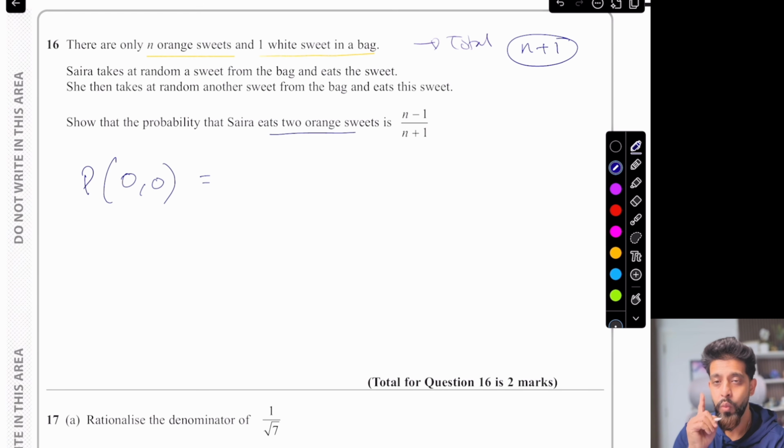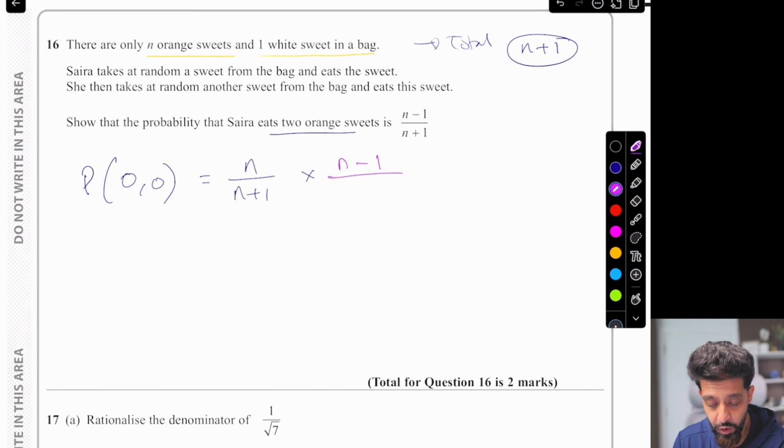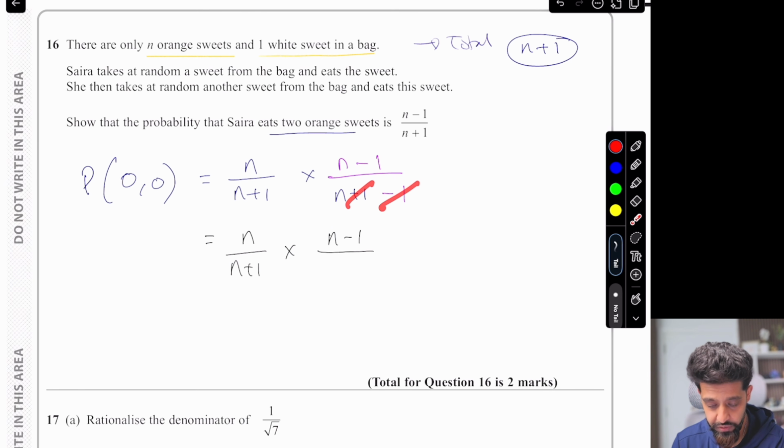Okay, so the probability of 1 orange sweet is going to be the probability of an orange, which is n over the total, times the second orange sweet now. Now remember, we're going to have 1 orange sweet less. So it's going to be n minus 1 orange sweet less over n plus 1, which is a total, but also minus 1 from the total as well. Now if you simplify this, you get n over n plus 1 times by n over 1, and then this cancels. Okay, the 1 and the minus 1 cancels, so it gives you n.